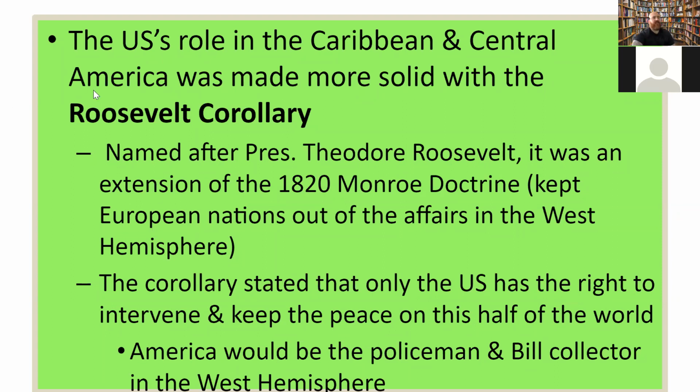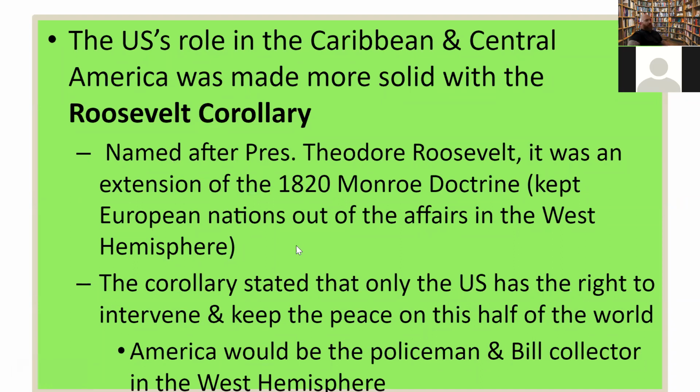So also important is the Roosevelt corollary to the Monroe Doctrine, right? The Monroe Doctrine wants to keep European nations out of the affairs of the Western Hemisphere. It's like, you guys are having problems over there in Europe, you stay over there, we're over here. It was almost like an isolationist policy. We just wanted us and this whole hemisphere, leave it to America, right?